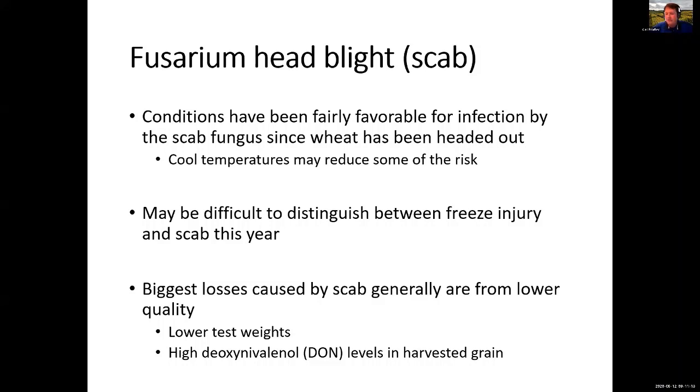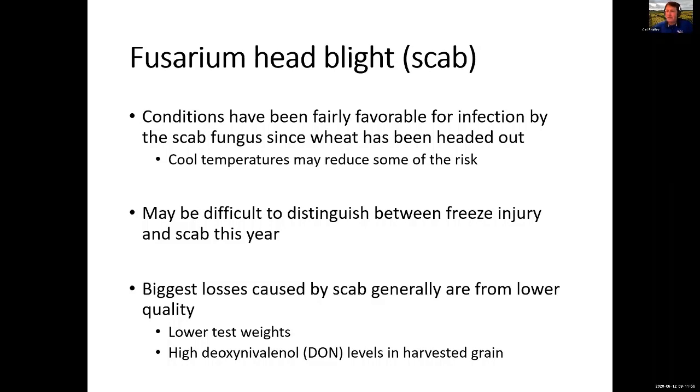And of course, the big one, Fusarium head blight. This is probably our biggest concern in the state, just because of the type of losses it can cause. It does cause yield losses, but the biggest losses are due to quality losses, lower test weight, but especially the contamination of the mycotoxin that this fungus produces, called deoxynivalenol or DON, D-O-N. Some people call it vomitoxin as well. So those two biggest concerns with this disease are those quality issues.